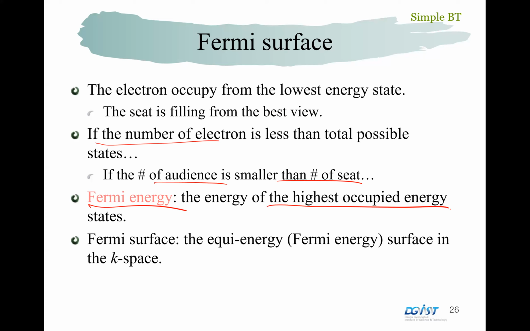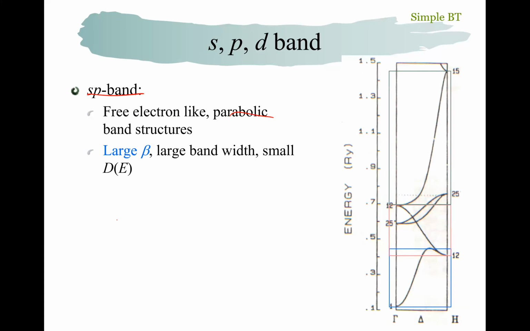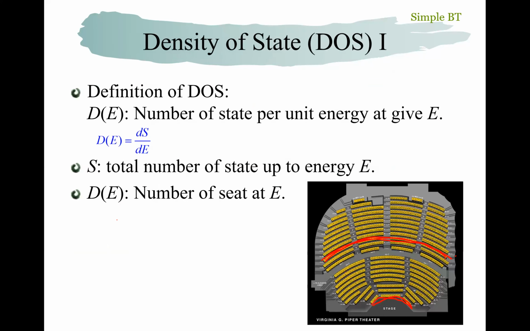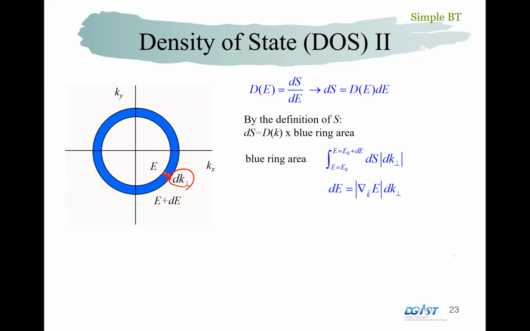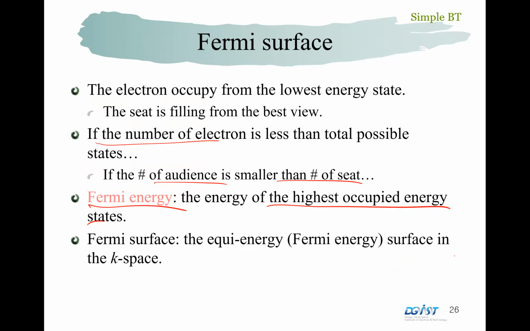The energy of the highest occupied energy state means, if you have such a theater and the audience only occupies seats here, this is what we call the Fermi surface. That is very important to why an electron below the Fermi level, to interact with the outside, needs a certain amount of energy.